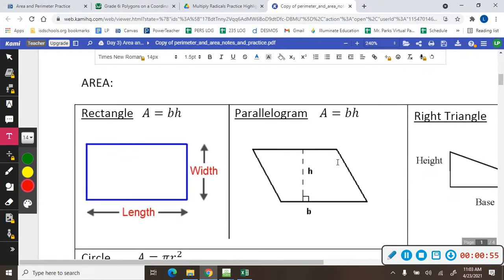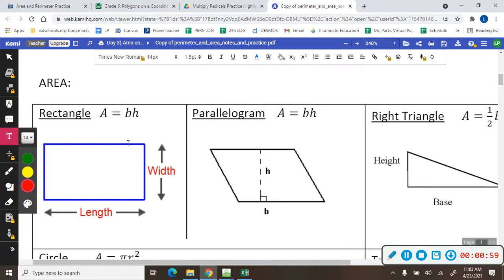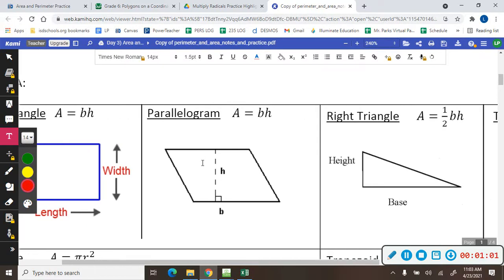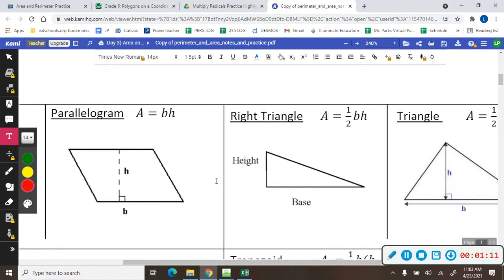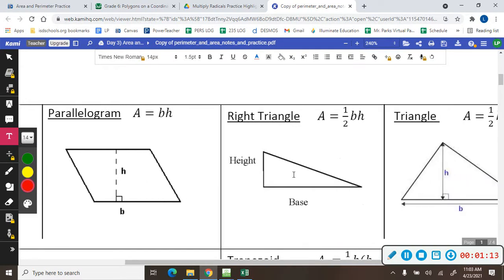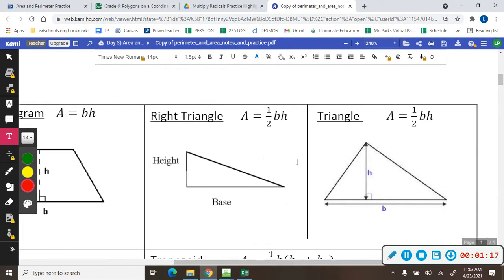Other formulas you should remember. How do you find the area of a rectangle? Length times width. This is called a parallelogram. We're going to spend a whole day on parallelograms. How do you find the area? You take the base times the height. Notice height is straight up and down. How do you find the area of a triangle? You take base times height divided by 2. Or a triangle like this, it's base times the height that goes straight up and down divided by 2.